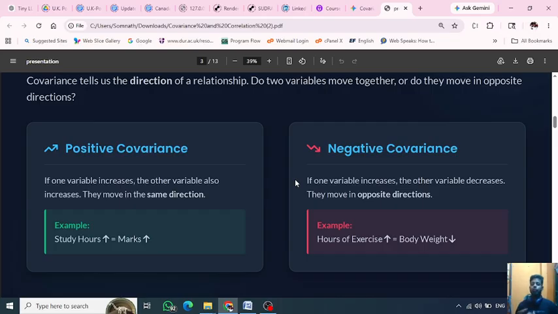Now coming to negative covariance. If one variable increases, the other variable decreases. That means they move in opposite directions. Like hours of exercise: if you increase them, then body weight obviously decreases. It's called negative covariance.